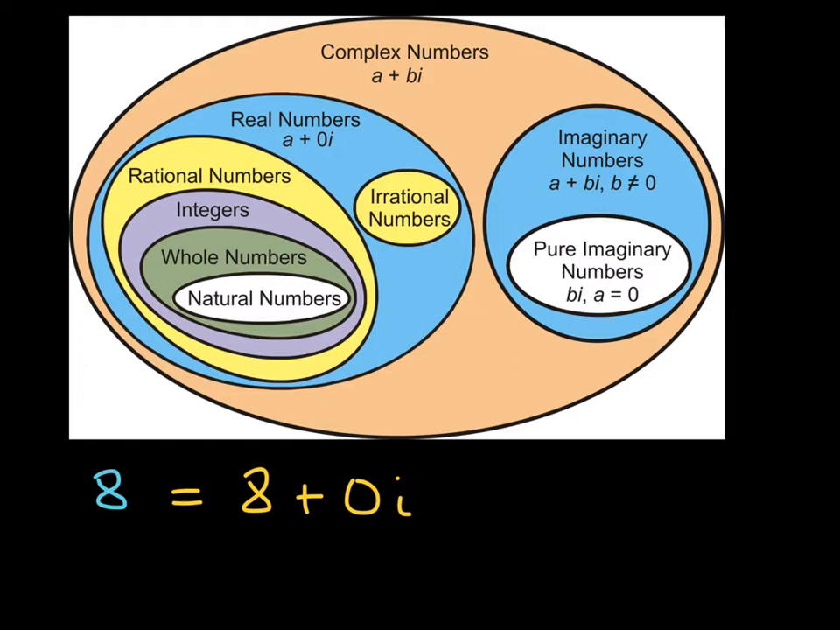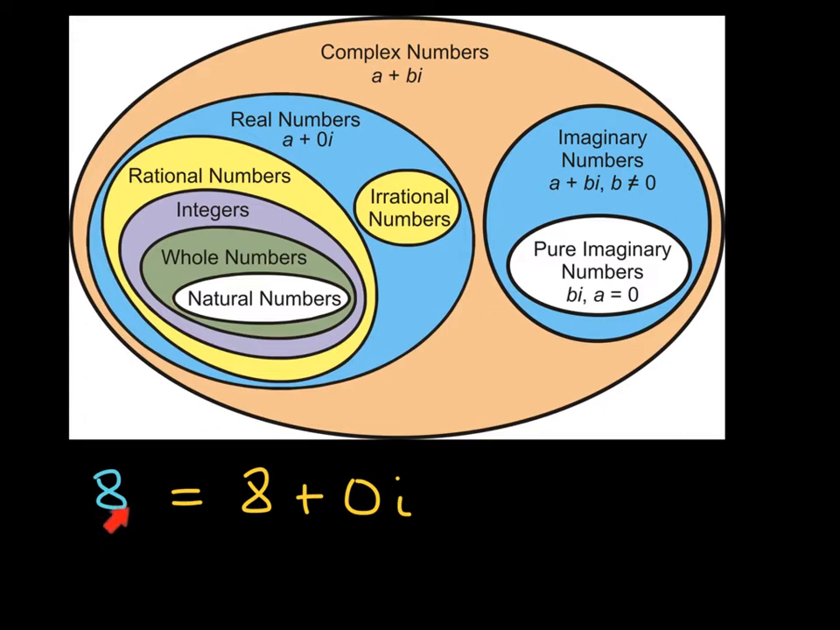So, can you call this number 8 pure imaginary? No, you can't call it pure imaginary because in order for it to be pure imaginary, the real part would have to be 0, and the real part is not. The real part is 8. So it's not pure imaginary. Is it an imaginary number? No, it cannot be an imaginary number because in order for you to be an imaginary number, your imaginary part, which is b, cannot be 0. And that's exactly what my imaginary part is. So 8 is not a pure imaginary number. It's not an imaginary number.